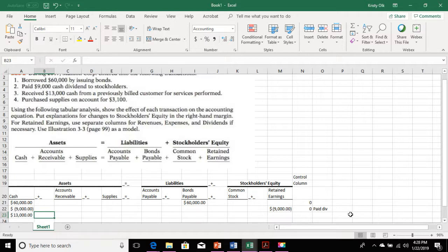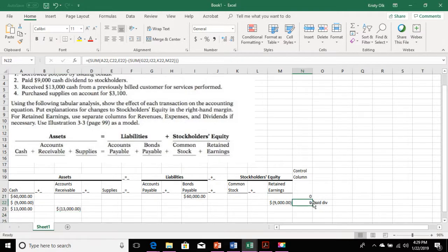The next element says that it is from a previously billed customer for services performed. So those services were performed. We created a bill for them. When we bill a customer for services or goods, we create what's called an accounts receivable. So this $13,000 is somewhere in the accounts receivable account at this current date. They no longer owe us $13,000. So we would reduce our accounts receivable by $13,000. Carry my control feature down. I'm still at 0.